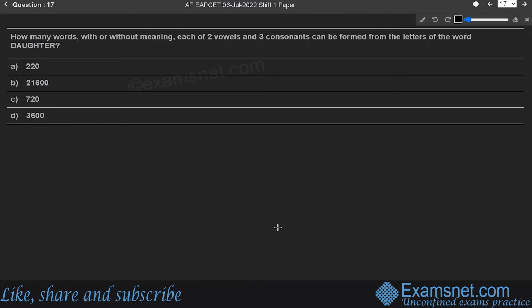Next question is, how many words, with or without meaning, each of 2 vowels and 3 consonants, can be formed from the letters of the word daughter? See here, the word is daughter.